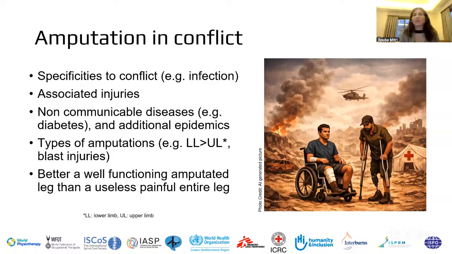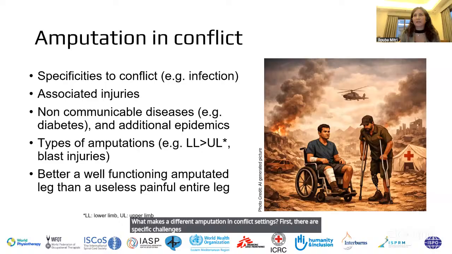Here, we focus on amputation in conflict settings. What makes amputation in conflict settings different? First, there are specific challenges in a conflict, such as higher risk of infection due to the delayed treatment, the poor sanitation, the limited medical resources, and the limited access to health care.